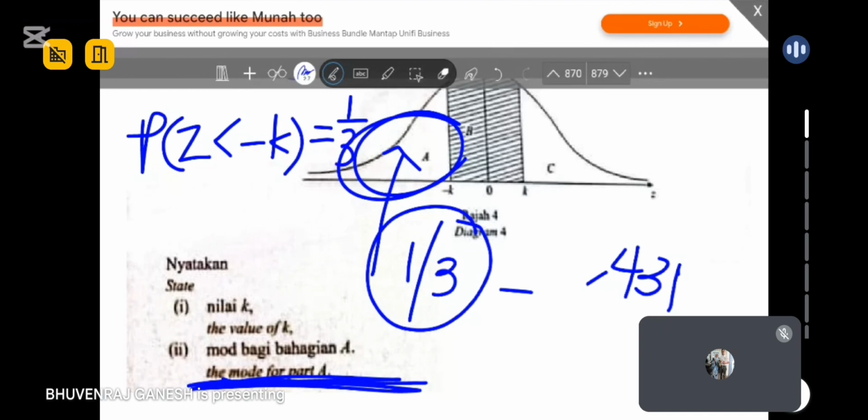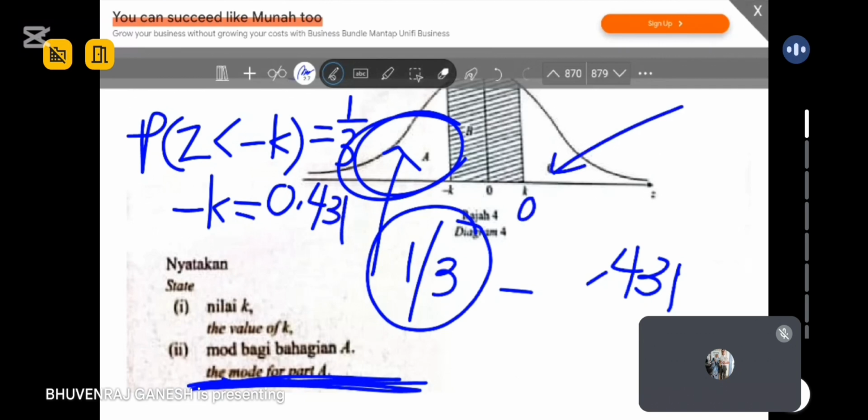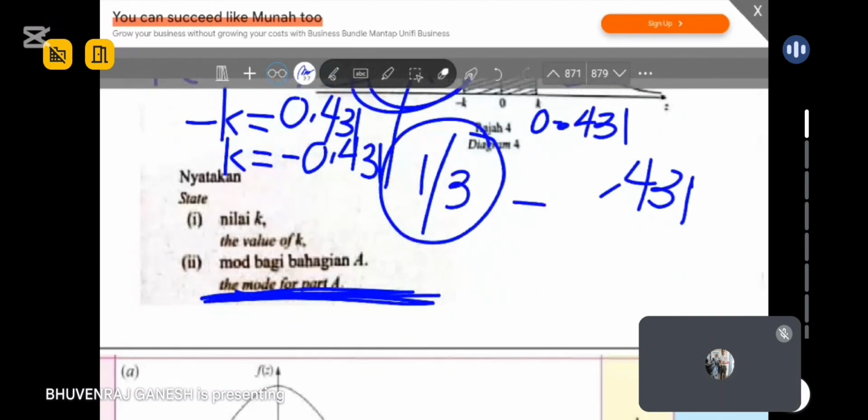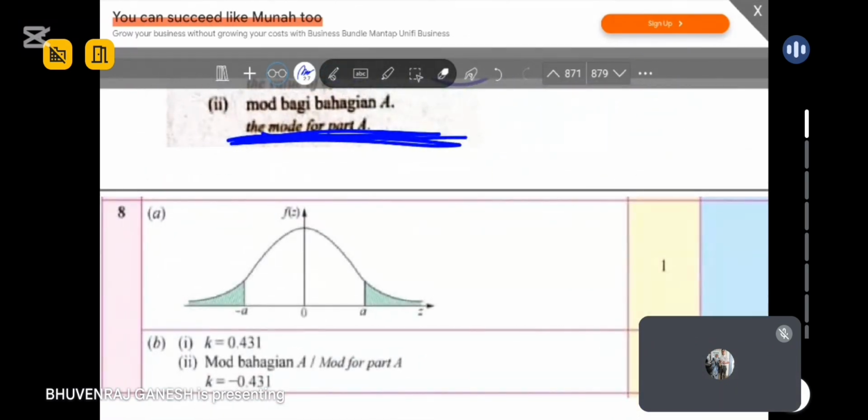Am I right? So now, how do I modify this, guys? Negative K should equal to what, guys? 0.431. Am I right? Because just now here we got K as 0.431. So negative K equals what? K will equal negative 0.431. Do you all understand? So that is your answer. So your mode is just negative 0.431.